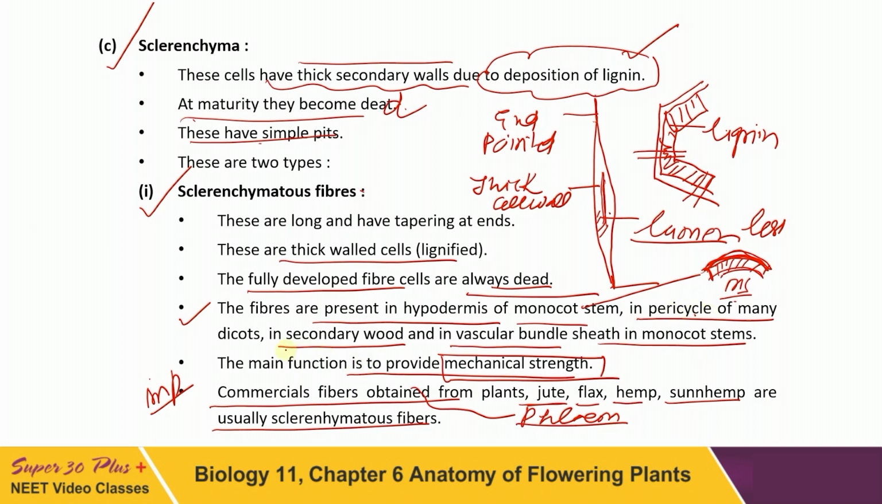And in secondary wood and in vascular bundle sheath, you know, vascular bundle is made up of xylem and phloem, these are also surrounded by vascular bundle sheath. These also have sclerenchyma. The main function is mechanical strength. Commercial fibers which are used commercially are obtained from jute, flax, hemp, sun hemp, and these are sclerenchyma fiber, usually obtained from phloem. These are not from xylem.